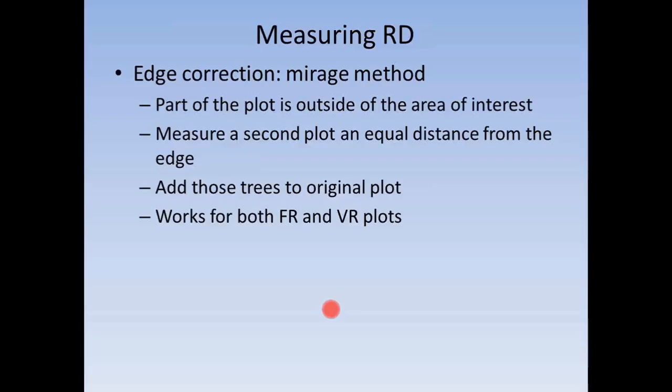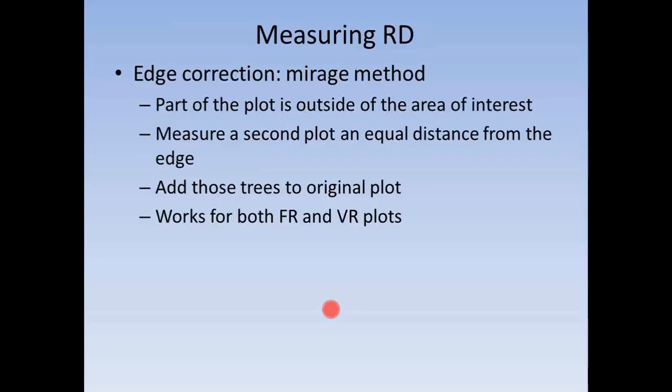The other strategy is doing some sort of edge correction, and there's a couple of them out there. And I'm going to talk about the mirage method. So imagine we have our area of interest, we lay a grid of points on it. Some of those points fall near an edge. When we go out and measure that plot, that part of that plot seems like it's outside of the polygon we're interested in. And if we don't do anything, we're going to undercount trees because we're basically measuring part of the area outside the polygon.